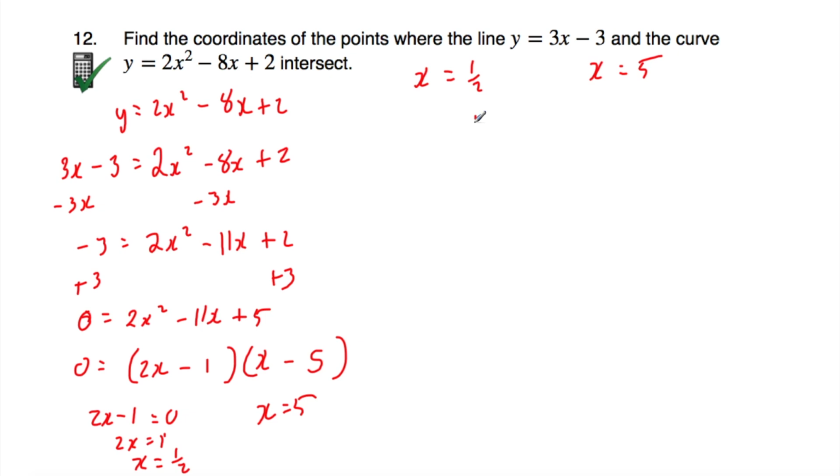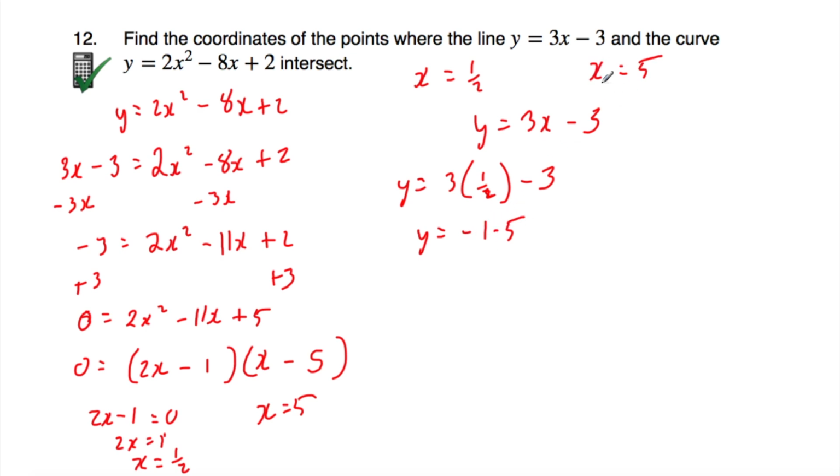Now we know that y is equal to 3 times x subtract 3. So whenever you've got x is equal to a half, we're going to have y equals 3 times a half minus 3. 3 times a half, or 3 times 0.5, would be 1.5. Take away 3 would be minus 1.5. So y equals minus 1.5, or minus 3 over 2.